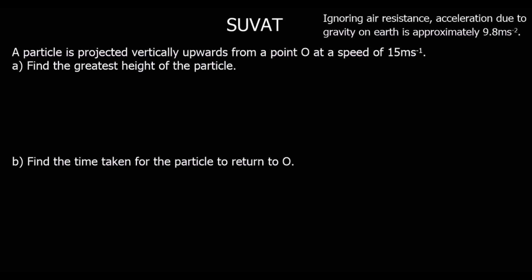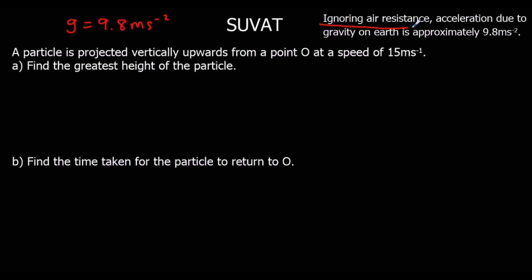In this video, we're going to look at the SUVAT equations when we have acceleration due to gravity. On Earth, any object is going to accelerate towards the center of the Earth as a result of gravity. If we ignore air resistance, we can say that that rate of acceleration is going to be g, and g is equal to 9.8 meters per second squared.